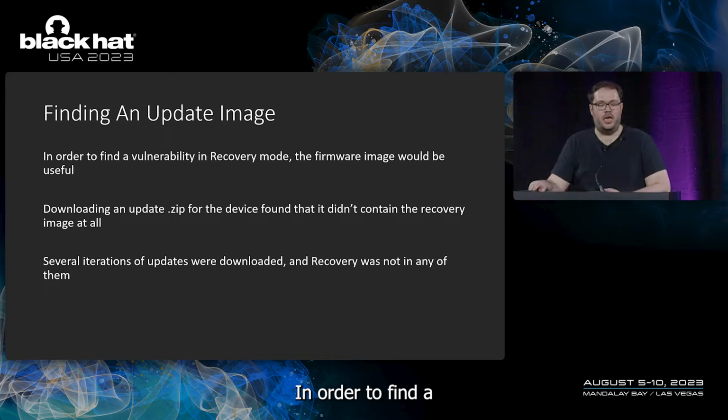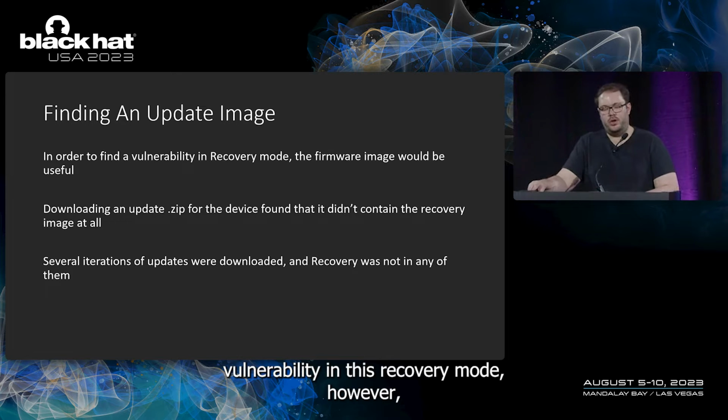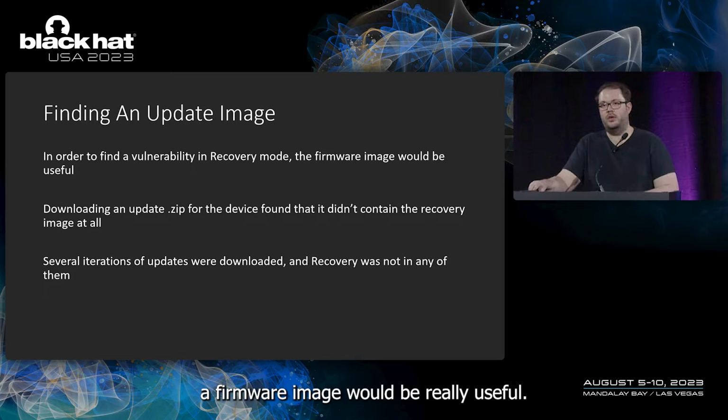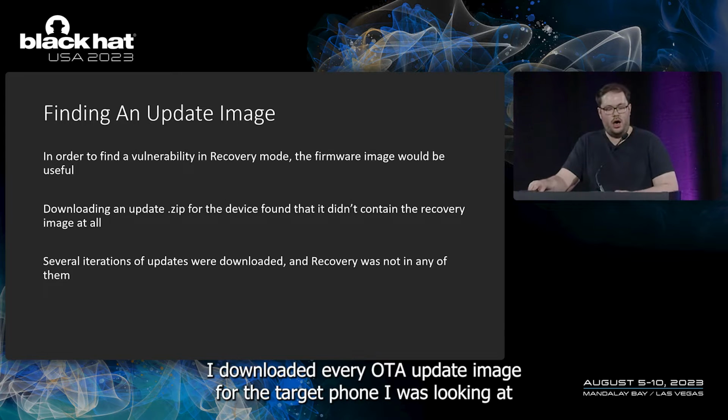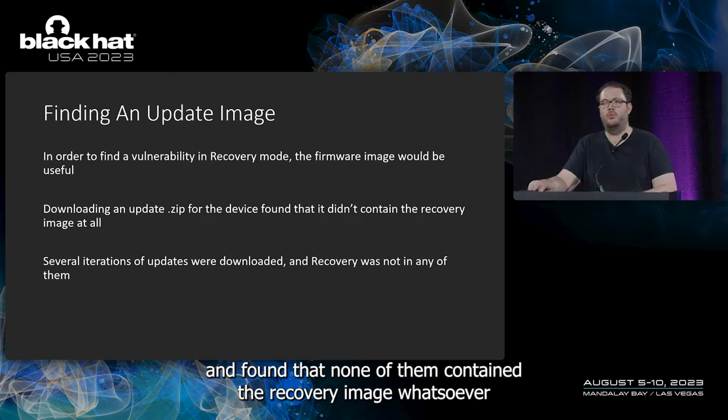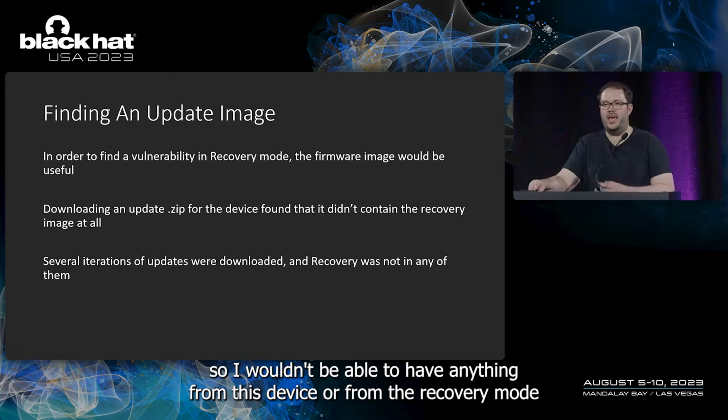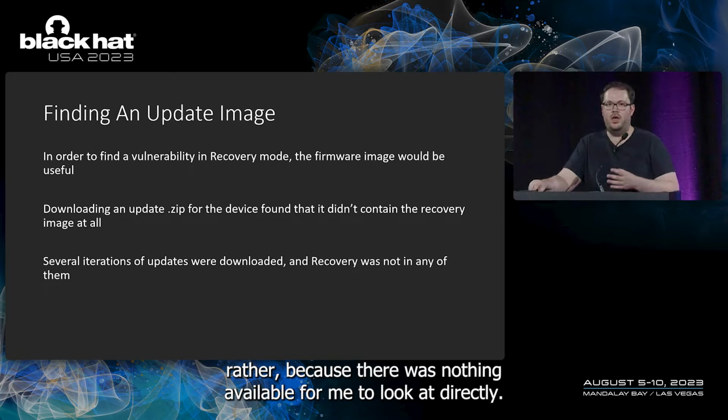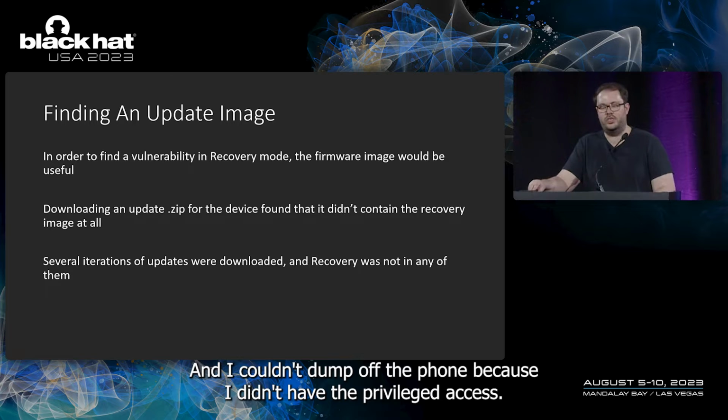In order to find a vulnerability in this recovery mode, however, a firmware image would be really useful, so an OTA update image. I downloaded every OTA update image for the target phone I was looking at and found that none of them contained a recovery image whatsoever. So I wouldn't be able to reverse engineer anything from the recovery mode, because there was nothing available for me to look at directly, and I couldn't dump it off the phone because I didn't have the privileged access.